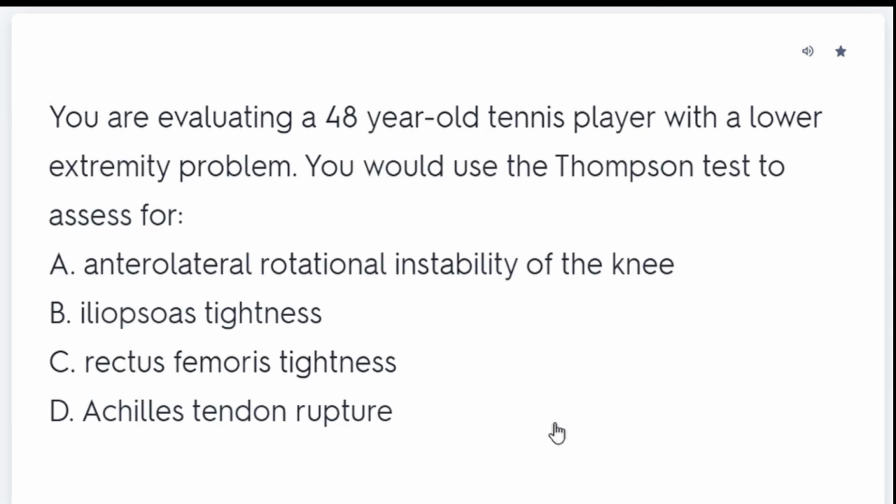You are evaluating a 48-year-old tennis player with a lower extremity problem. You would use the Thompson test to assess for: A. anterolateral rotational instability of the knee, B. iliopsoas tightness, C. rectus femoris tightness, D. Achilles tendon rupture.